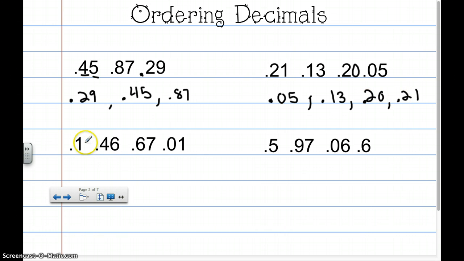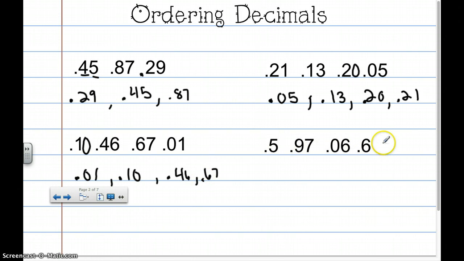Let's look at this one. Again, I have a 1 here. I can put a 0 behind it because it does not change the value. So I know that 1 hundredth, which is like 1 penny, is less than 10 hundredths or 1/10. Then I'm going to go with 46 hundredths and then 67 hundredths.